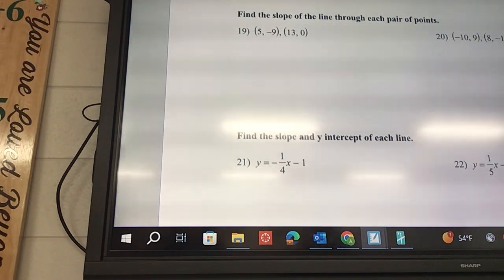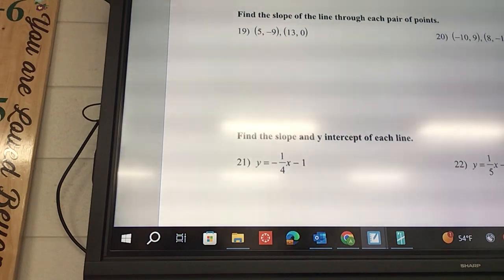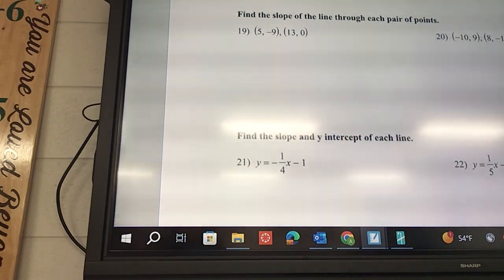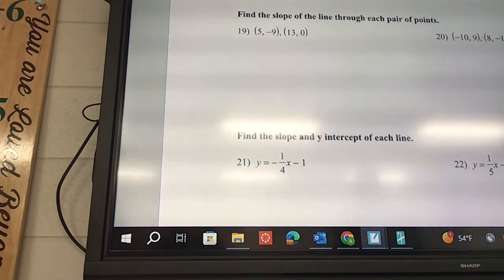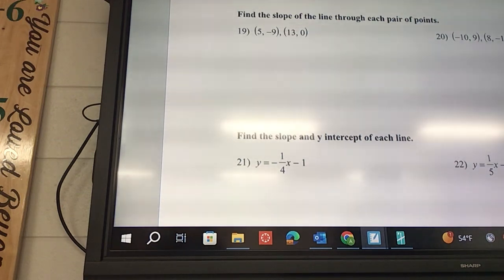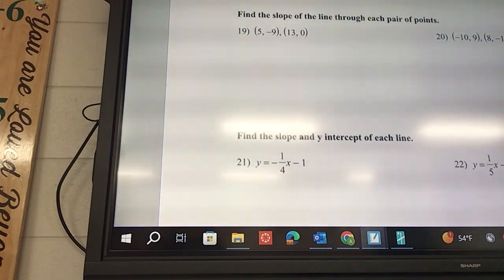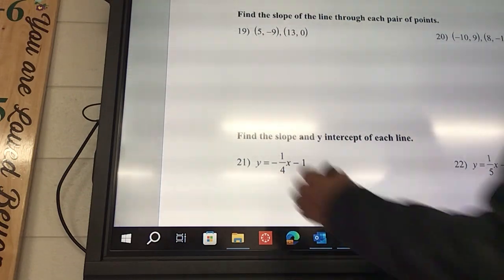Okay, 19 says find the slope. What is the slope formula? Who knows it? Y equals mx plus b. Close, but no. Y2 minus Y1 over X2 minus X1.